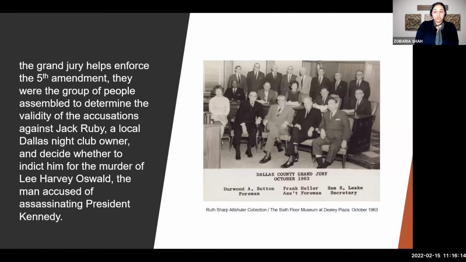The grand jury in this image helps enforce the Fifth Amendment, and they were the group to determine the validity of the accusations against Jack Ruby, who was the Dallas nightclub owner that shot Lee Harvey Oswald. And Oswald was the man that assassinated President Kennedy. Edgewood, good job. Yes, the reason that Lee Harvey Oswald did not go to trial is because he was shot.